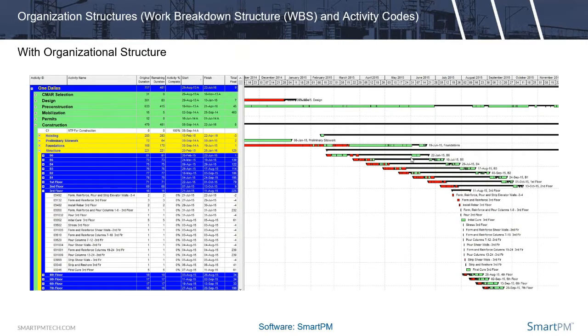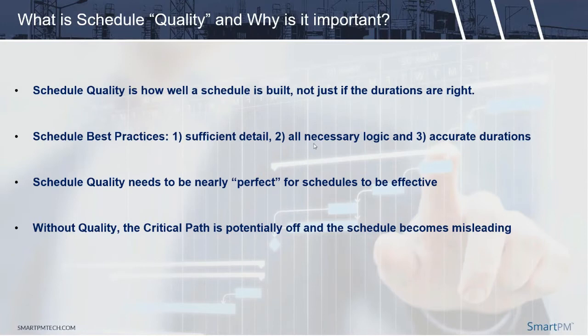Is there enough logic? Have bad habits been built in? Is there sufficient detail? At the highest level, this is what we're looking for. We're looking for sufficient detail. We're looking for all necessary logic, not some, all. And then we want to make sure the durations are accurate.